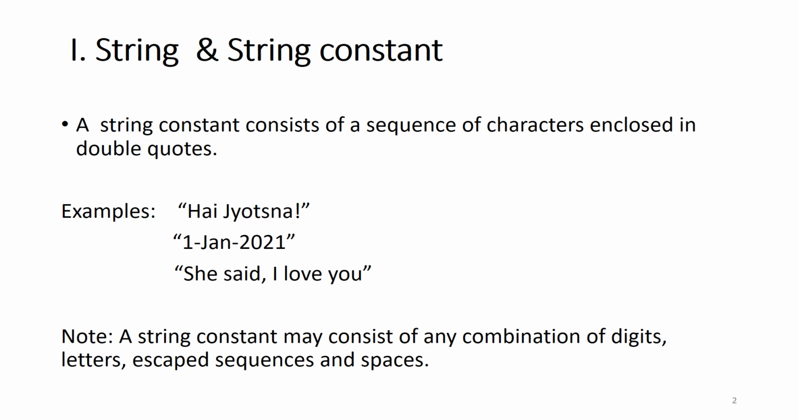First, let's learn what is a string and what is a string constant. A string is a sequence of characters. A character may be anything you can input through the keyboard. It may be a number, alphabet, space, tab, anything you can input through a keyboard can be considered as a character. A string is a sequence of characters. And a string constant consists of a sequence of characters enclosed in double quotes.